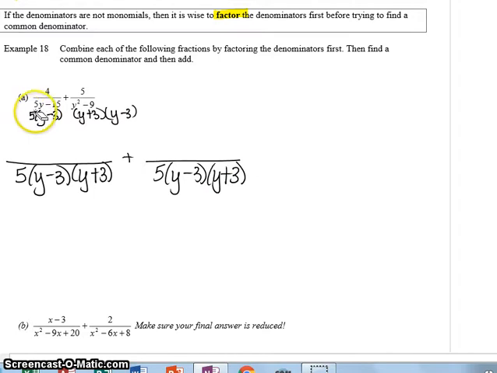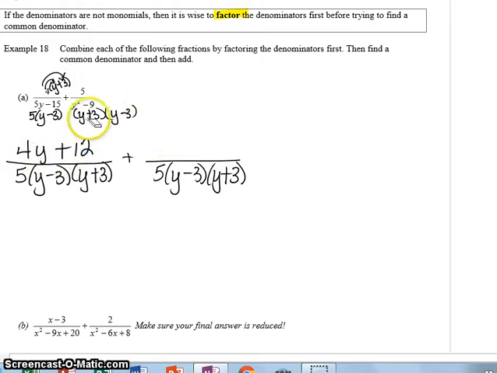Okay? So this one has the 5 and the y minus 3. It's just missing the y plus 3. So I'm going to multiply the top by what's missing, and I get y plus 3. Now you are going to distribute. So you're going to get 4y plus 12.